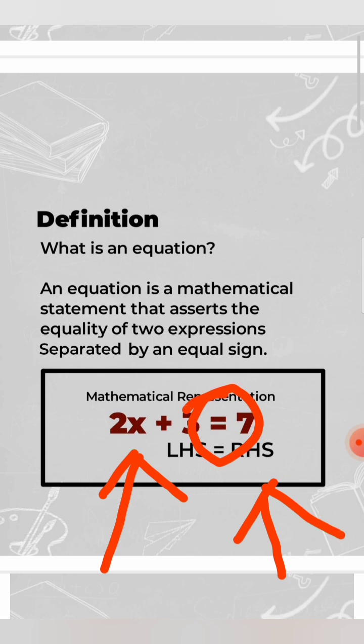So I hope you're getting it now. The idea of an equation is to make sure that the right hand side is also equal to the left hand side. And so when we get into the practical section of this topic, we are going to see how that takes place. All right, let's move forward.